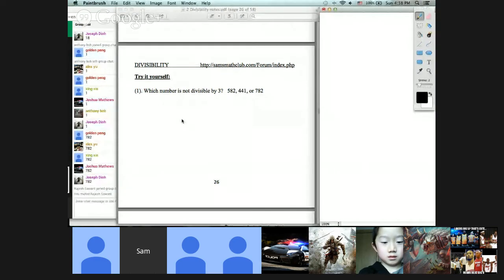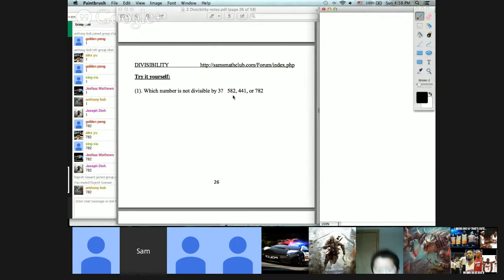Right, nice job, guys. The answer is 782. If you add up this one, you get 15. This one is 9, so both of these are divisible by 3. But this one is 17, so that number is not divisible by 3.